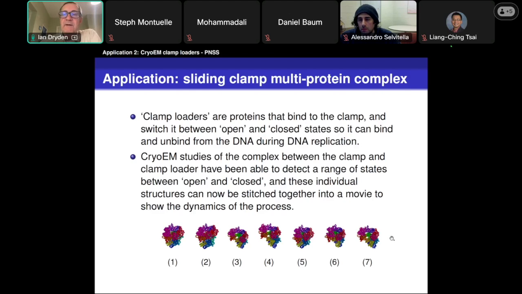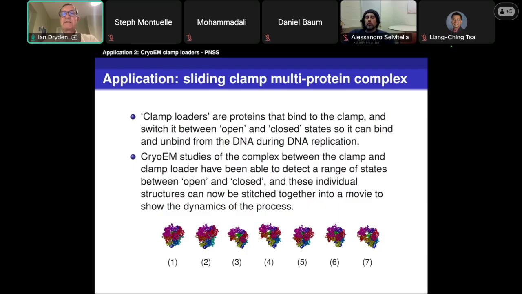So we have 7 objects, which are the 7 states of this protein, and it's called a clamp loader. It basically helps to bind when DNA is being repaired. This clamp loader helps in the process. So it switches between open and closed state, so it can bind and unbind from the DNA. We've only got 7 of these. They're difficult to get.